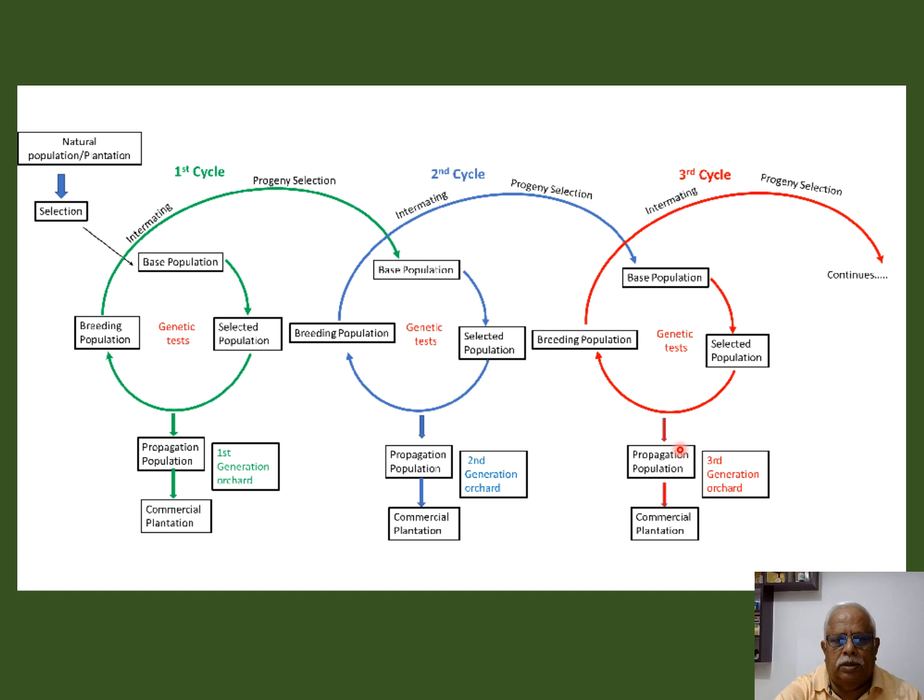It may take decades, maybe one decade to complete one generation, another decade for the second generation, likewise for the third generation. So if you understand this concept of the breeding cycle, first breeding cycle, second breeding cycle, third breeding cycle, this is the first generation seed orchard, this is the second generation seed orchard, and this is the third generation seed orchard. If you understand this concept, this becomes the heart of the tree improvement program. And as we go on, we are going to see other aspects of tree improvement.